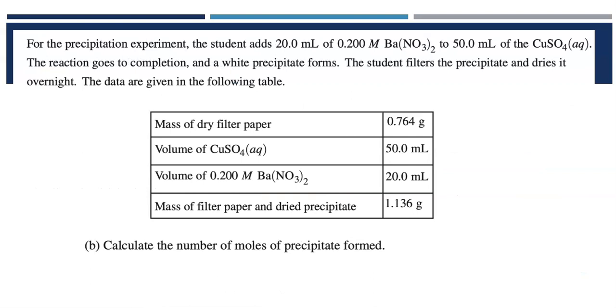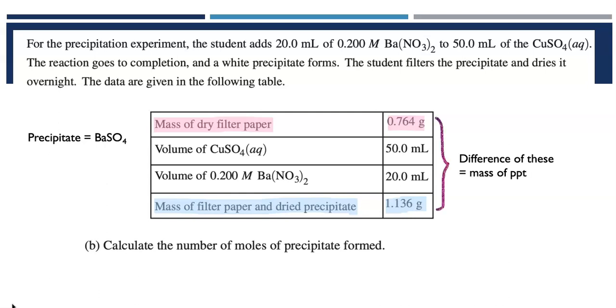Part B goes on to ask, calculate the number of moles of precipitate formed. Well, it's helpful that we've already written the net ionic equation because we know that the precipitate is barium sulfate. So if we go back and look at our data table, I knew the mass of the dry filter paper. I knew the mass of the filter paper with the precipitate. The difference of these two values must be the mass of the precipitate. And so I can find the grams of precipitate, 1.136 minus 0.764, and I'm going to report that as 0.372 grams.